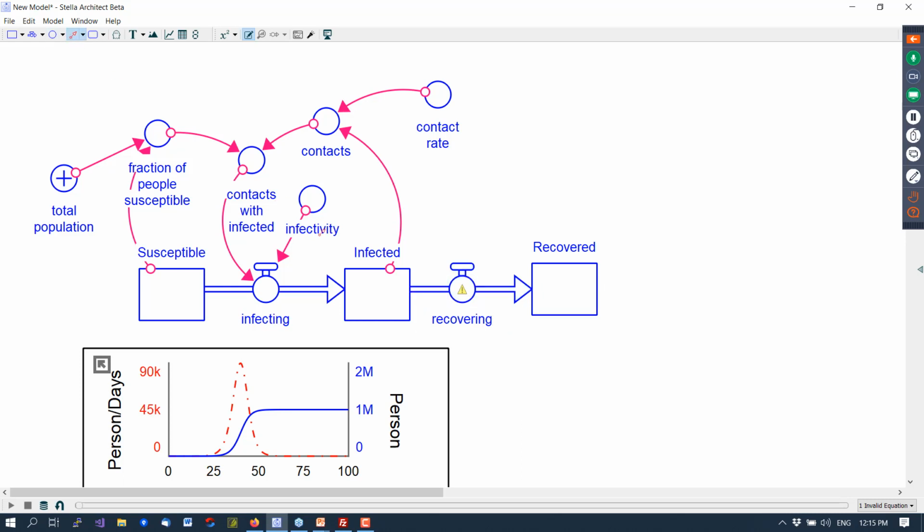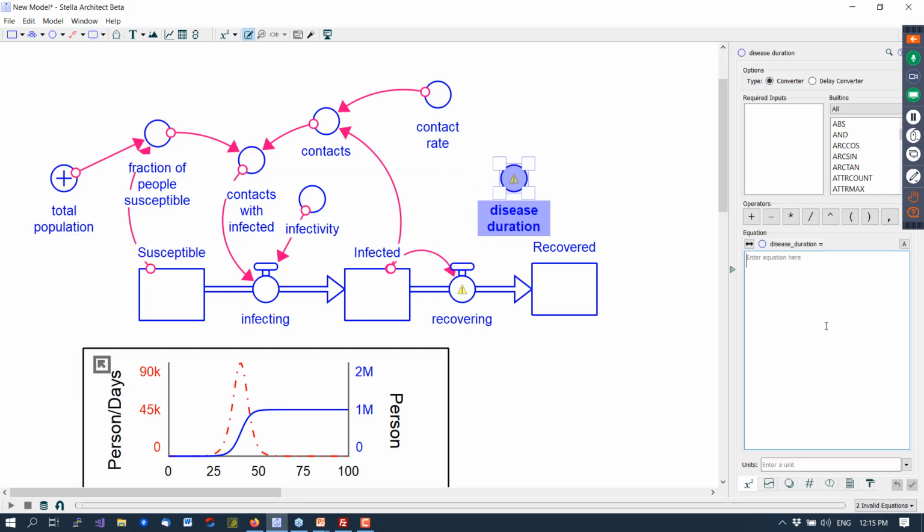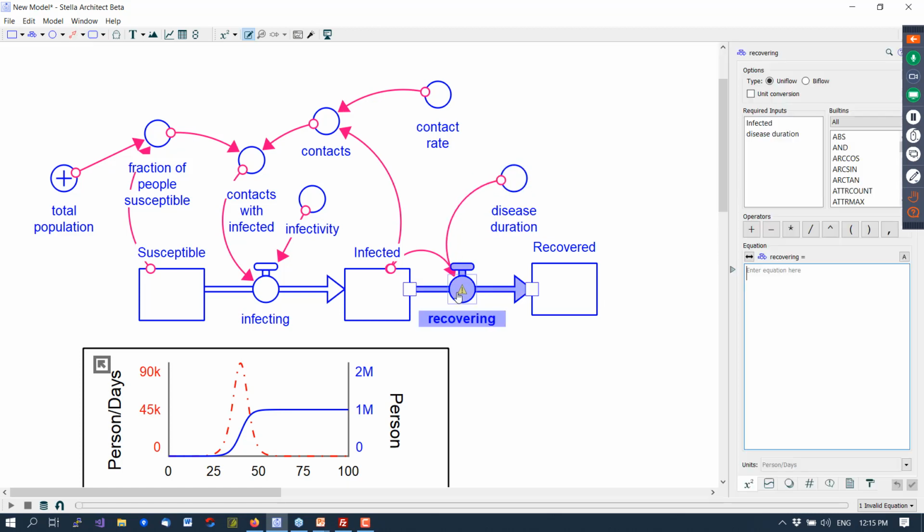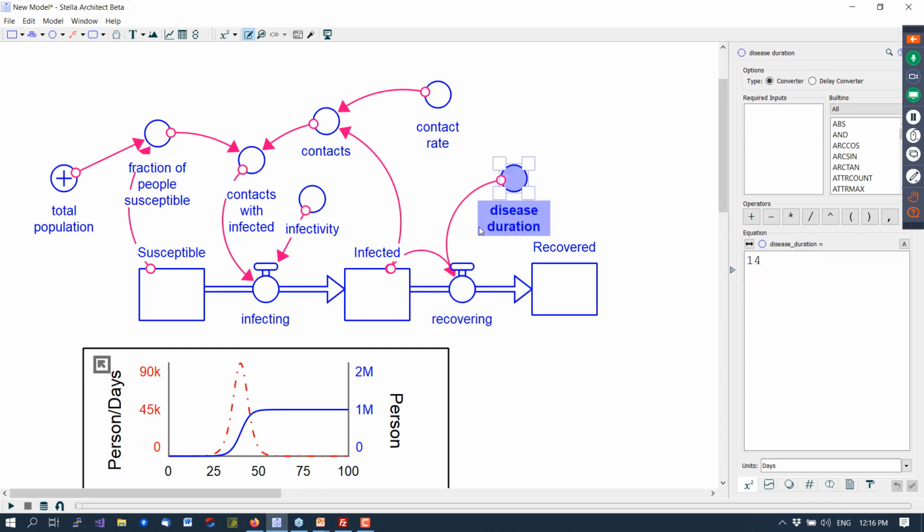And what's happening is that if you are infected, there is a disease duration. And I'm going to use 14 days for the disease duration. And then recovering is the number of infected over the disease duration. This is days, I fill that in.